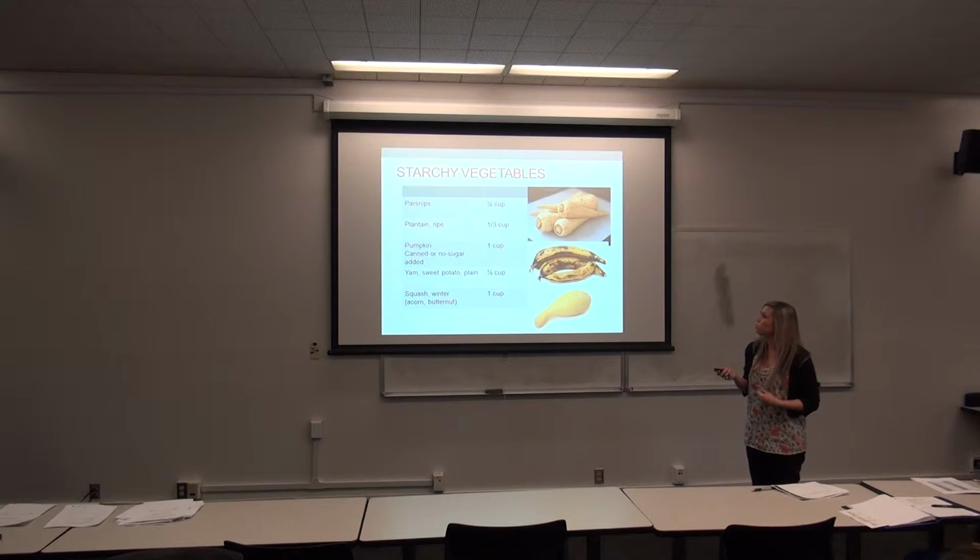Here's some more starchy vegetables. Pumpkins are actually considered a starchy vegetable. We also have parsnips or plantains, which would be considered a starchy vegetable. And again, pay attention to the serving sizes.